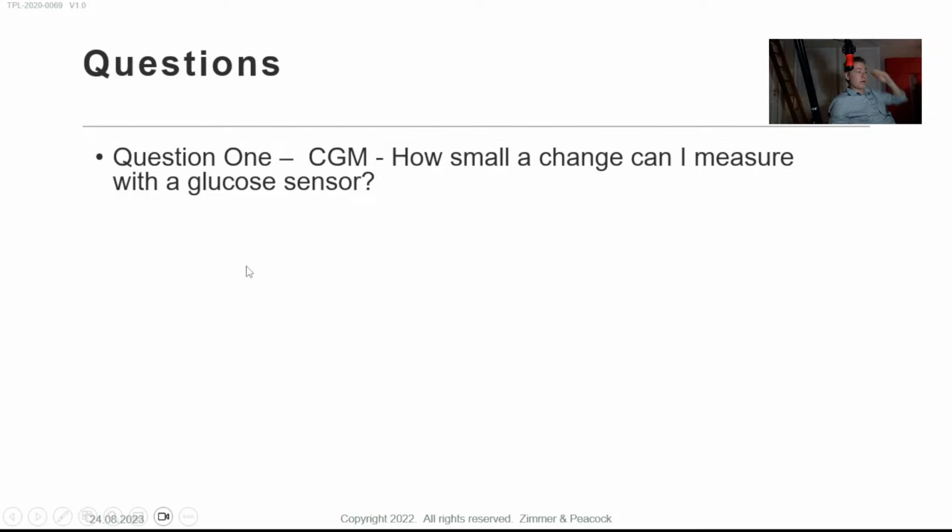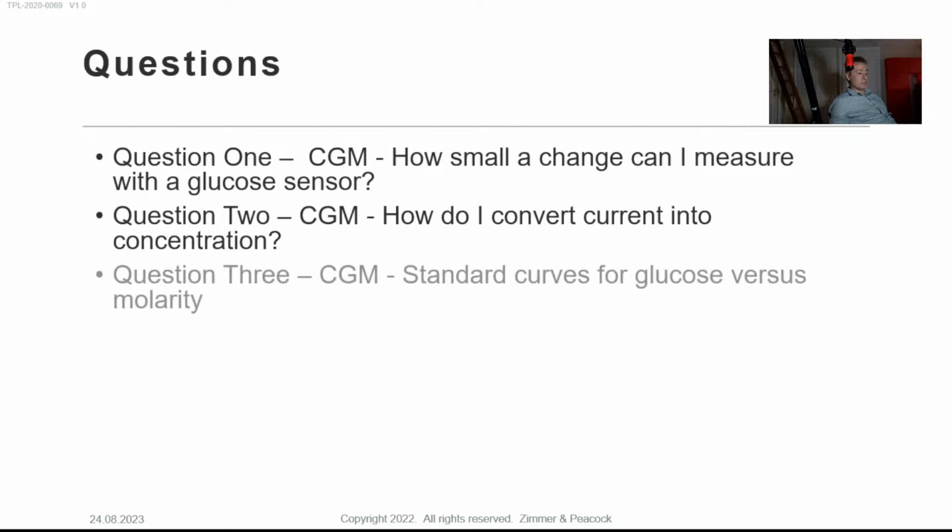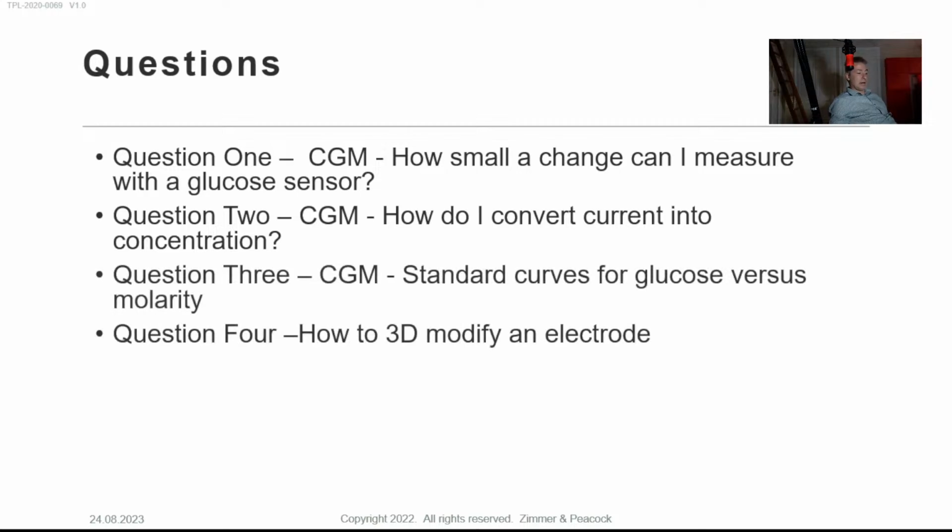So question number 1, I think the resolution you can get is 0.1 millimolar. How to convert current into concentration: I've given you some standard curves and shown you a simple linear regression procedure. Question number 4, right? So baseline yourself on a screen printed electrode, add this new novel material and show the improvement. That would be my suggestion.